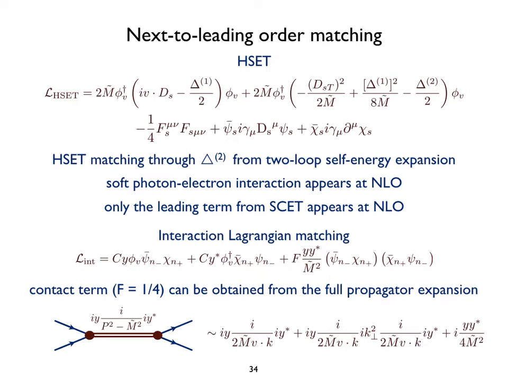The bilinear terms of the heavy scalar field are required to evaluate the two-loop self-energy in the underlying theory and determine the coefficient delta 2. The soft photon-electron interaction appears at next to leading order. From the soft effective theory part we have to take only the leading term, as I have already mentioned. The contact term in the interaction Lagrangian can be easily obtained in the top-down approach, expanding the leading order S-channel scattering in powers of the coupling constant.